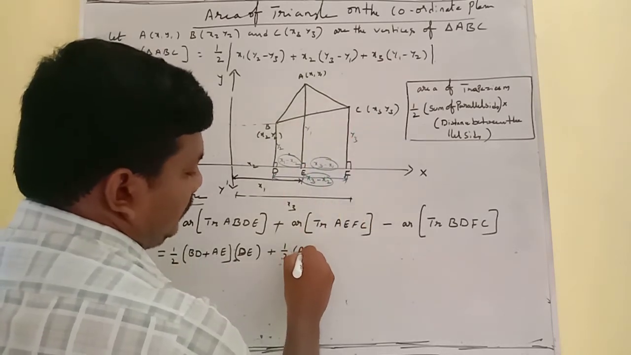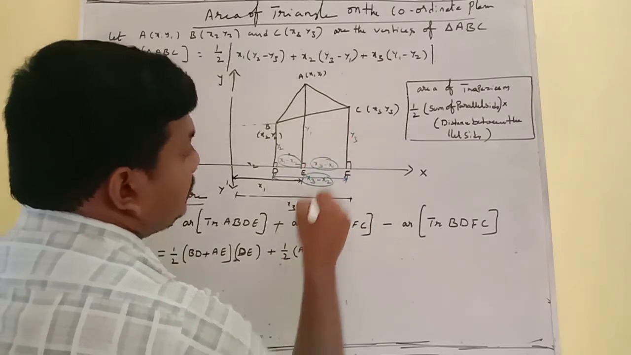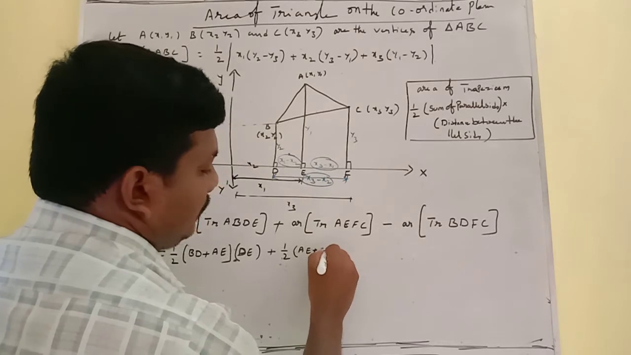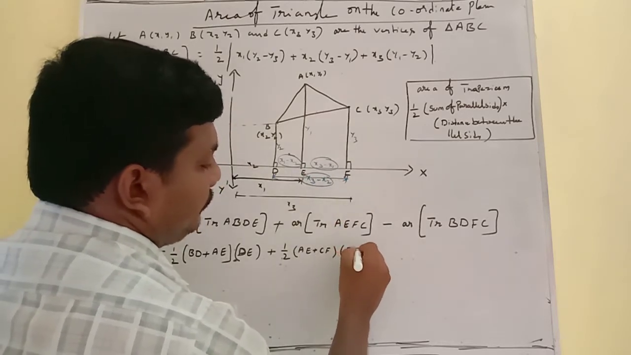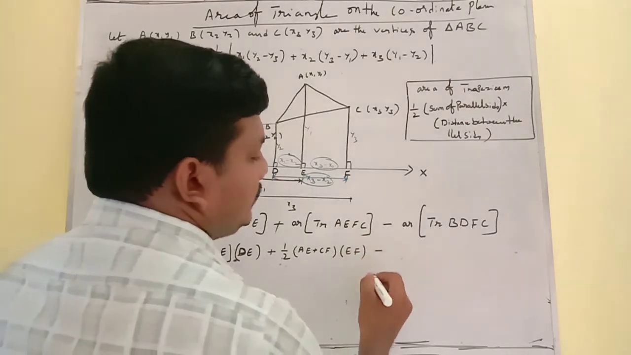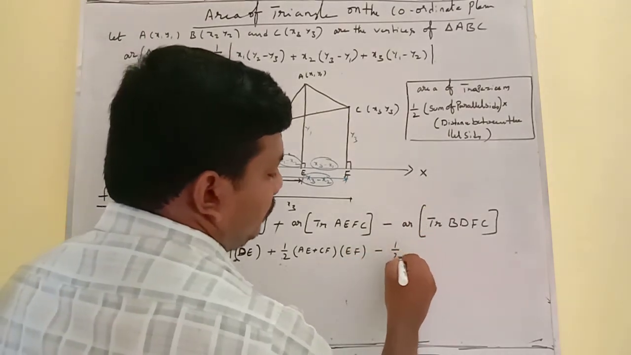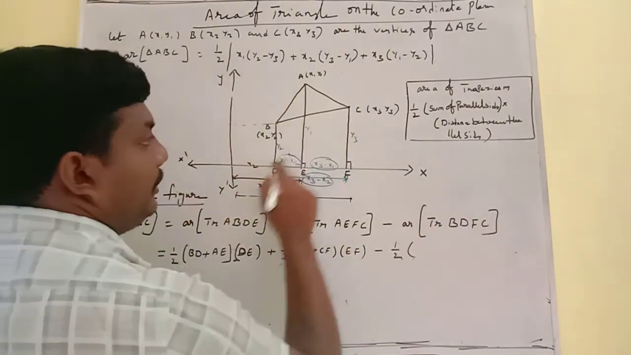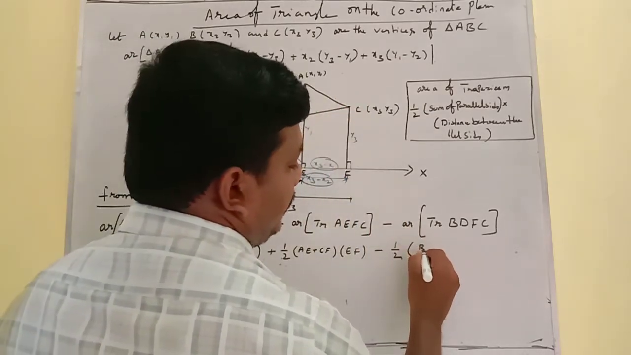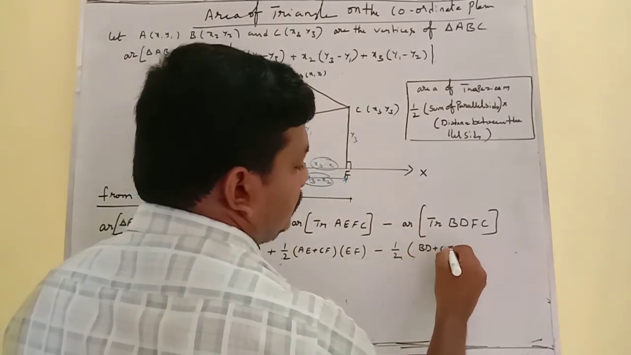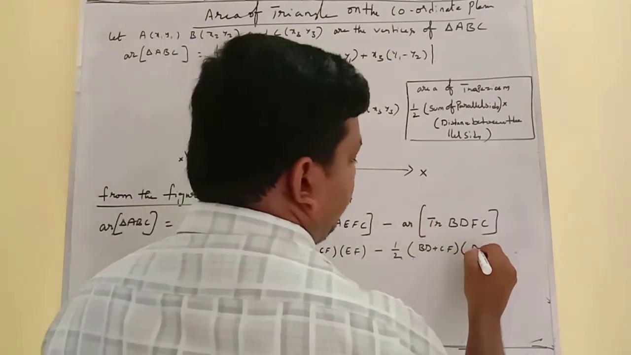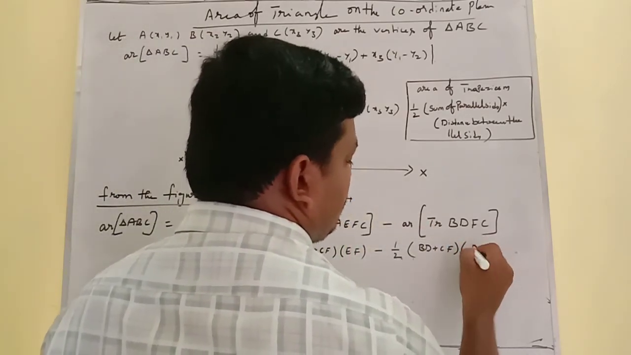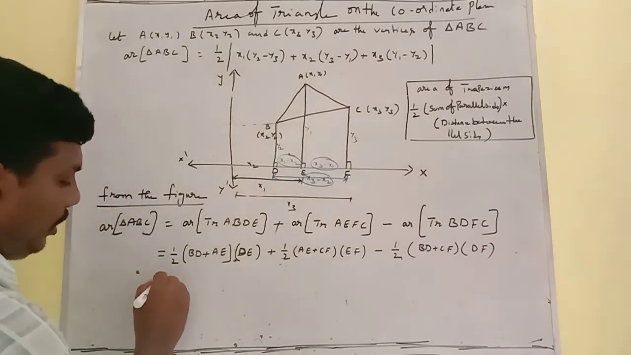Sum of the parallel sides is AE plus CF, into the distance between the parallel sides, which is EF, minus half into the sum of the parallel sides, here BD plus CF, into the distance between them, that is DF. So now we are going to take half as common for all the formula.